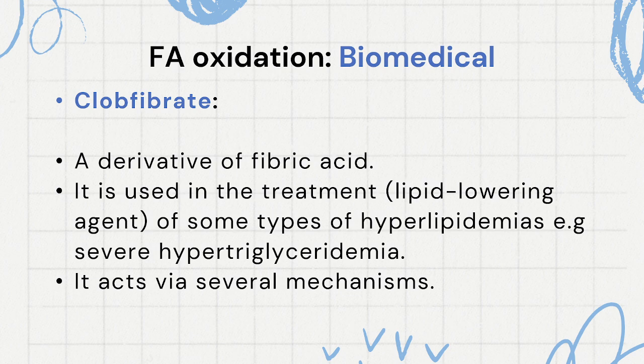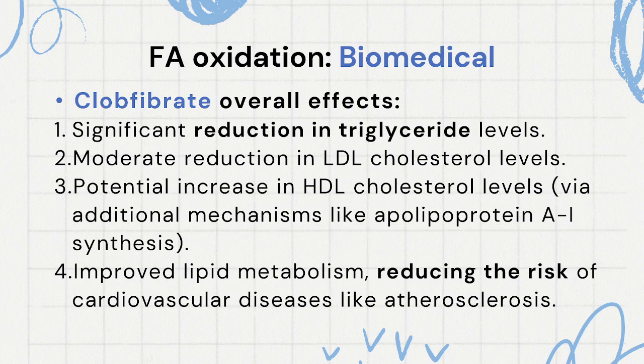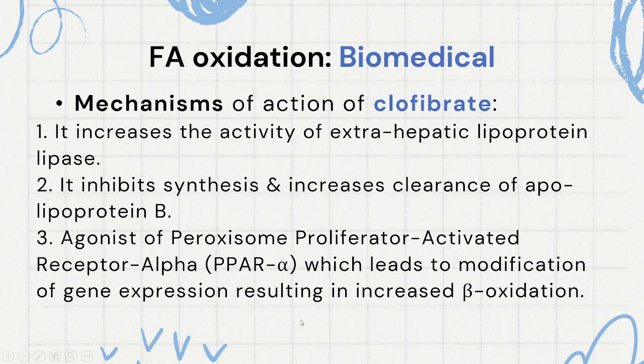Clofibrate is a derivative of fibric acid. It is used in the treatment of some types of hyperlipidemias, particularly hypertriglyceridemia, that is, high level of triglycerides in the blood. It acts via several mechanisms. The overall effect of clofibrate is significant reduction in triglyceride levels. That is why it is used to treat hypertriglyceridemia. It has moderate reduction in LDL cholesterol level, potential increase in the good cholesterol, the HDL, and improved lipid metabolism and reduction in the risk of atherosclerosis.